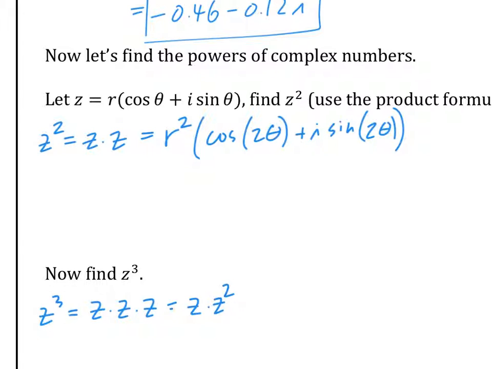So let's think about it. Z cubed would be, using the product formula, r to the what power? Third. Okay, and then z has the angle of what? Theta. And then z squared has an angle of 2 theta. So when we multiply z and z squared together, you get 3 theta.